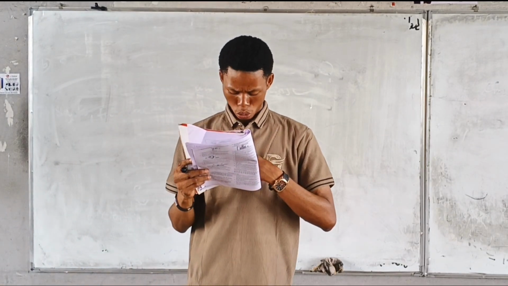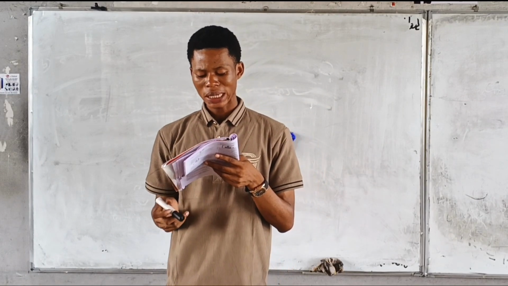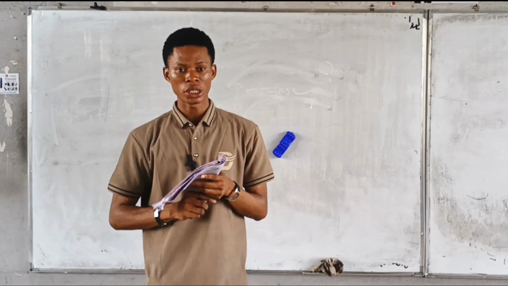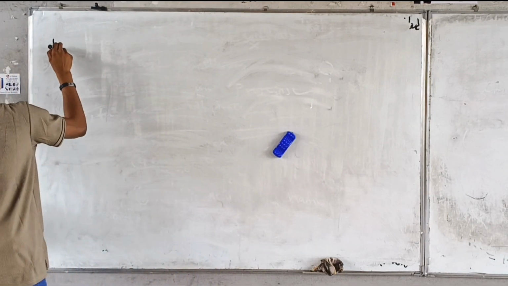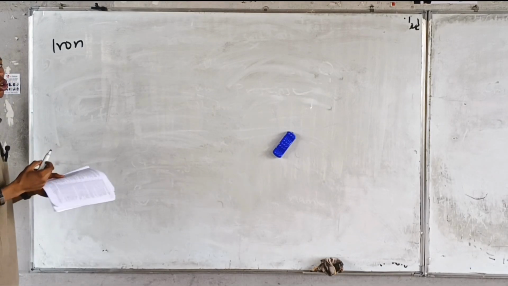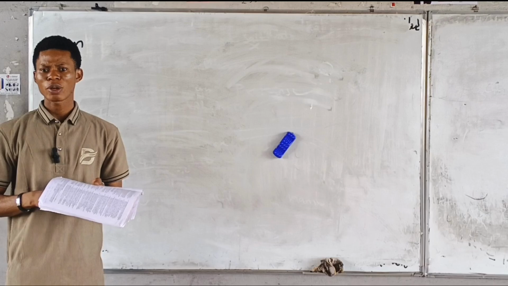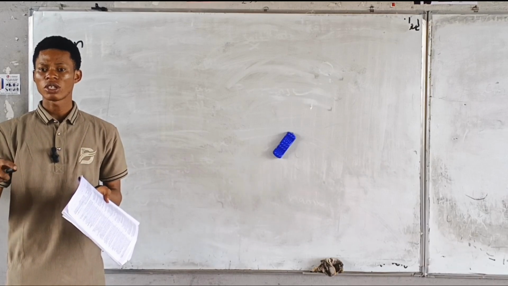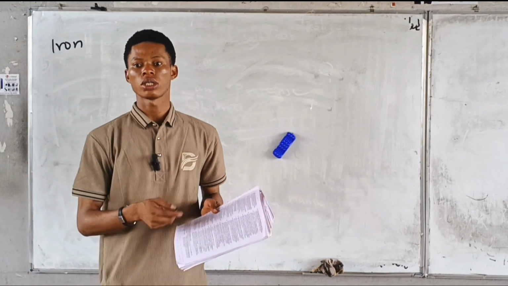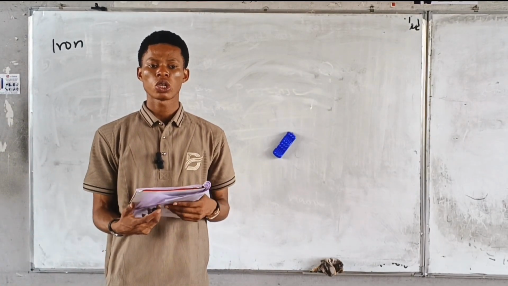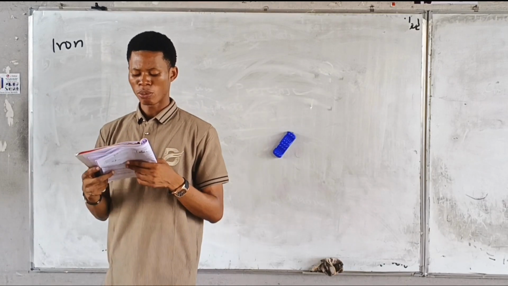Okay, so the next question here says, which of the following elements is essential for the formation of hemoglobin? Without option, what is the answer? Iron. Iron is essential for the formation of hemoglobin. Where is hemoglobin found? It's part of the red blood cell. And what's the function of hemoglobin? To transport oxygen. And iron is part of the heme part of hemoglobin.